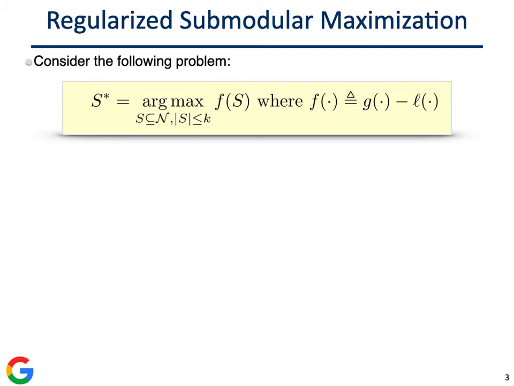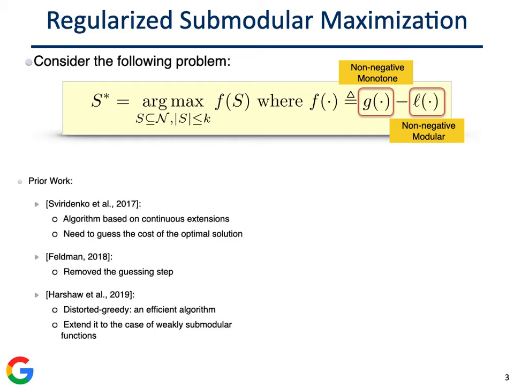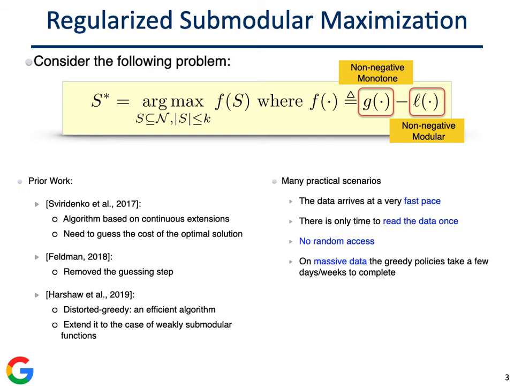Now consider a refined version of our problem, where f is the difference of a monotone submodular function g and a modular function l. Here g models the utility of a set, and the cost of a set is the additive sum of the cost of elements in that set. Previous works have studied this problem in the offline setting, but in many practical scenarios, the data arrives at a very fast pace, there is only time to read the data once, and also on massive data, the greedy policy takes a few days or weeks to complete.